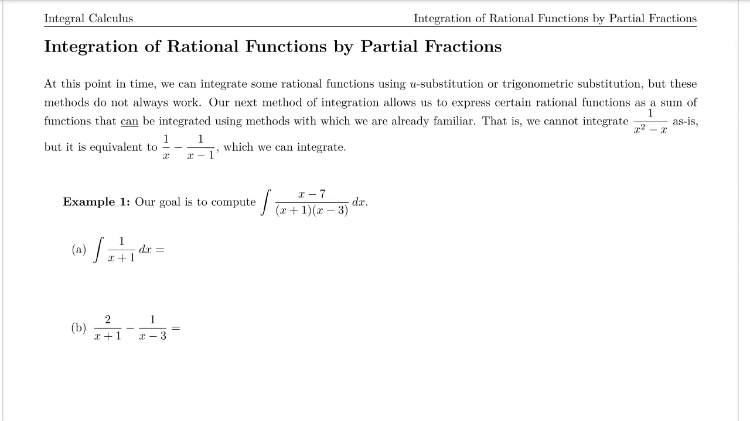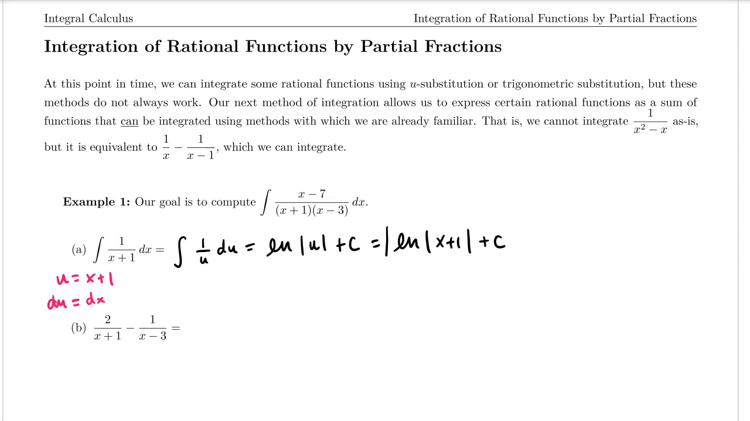So in this case, I'm going to use U substitution. I'm going to let u equal x plus 1. Then du is going to equal dx. So this integral is equal to 1 over u du, which is equal to the natural log of the absolute value of u plus c. And then we can sub u back in to be natural log of the absolute value of x plus 1 plus c. So that is our answer for that part.